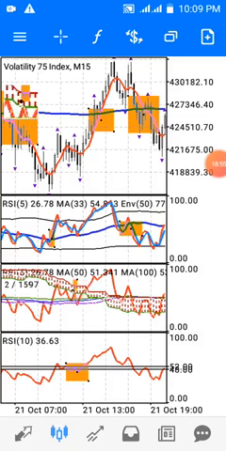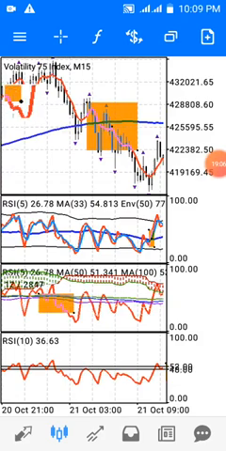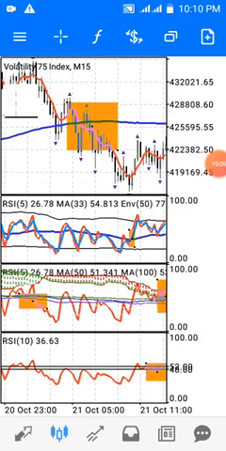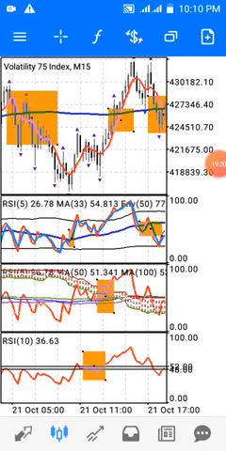When the red RSI line crosses above both the Ichimoku and the moving averages, you buy. And when it crosses below, like you have around here, you sell. And when the red RSI line enters from under into the 52-48 level and attempts to cross above, you buy.